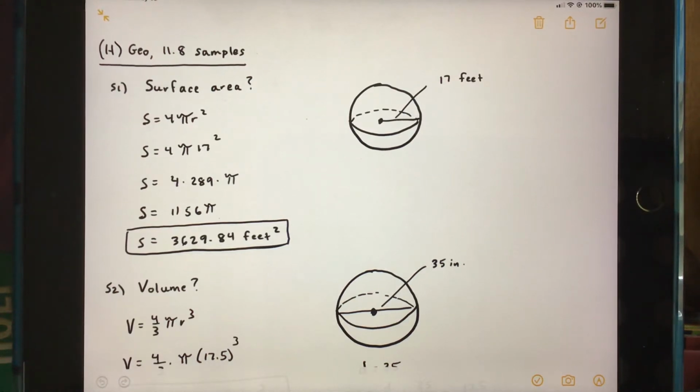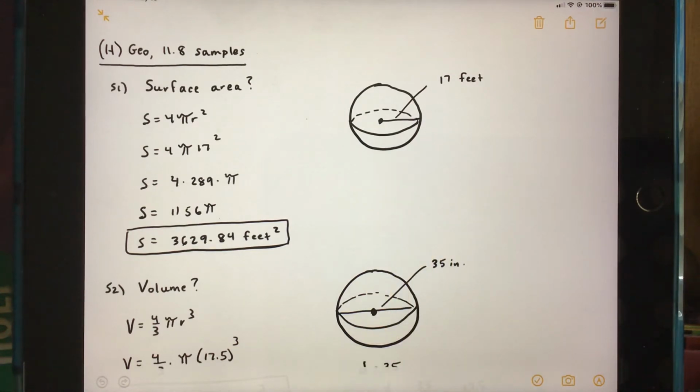Hello, geometry classes. Let's practice with our 11.8 samples where we're finding surface area and volume of spheres and doing some work with some composite figures. First question, sample 1. What is the surface area of the sphere here? And the sphere happens to have a radius of 17 feet.